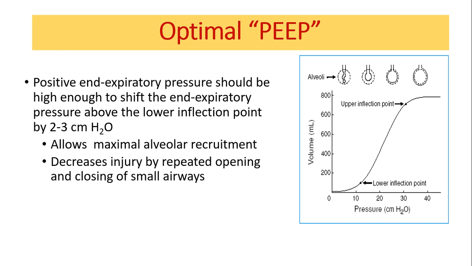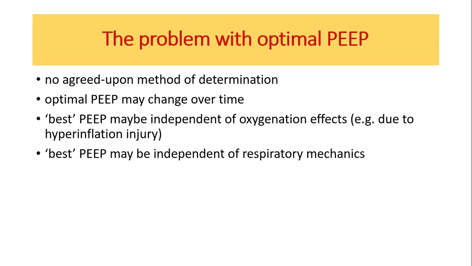And we try to keep the pressures 2-3 centimeters above the lower inflection point. So the problem with optimal PEEP is that there is no agreed upon method of determination, and it may change over a period of time because your lung condition changes over a period of time. It may improve, it may worsen. So your optimal PEEP will also change with time.